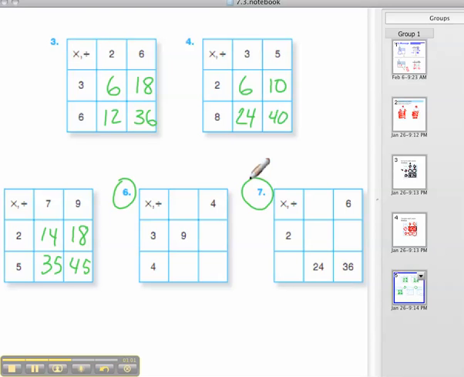2 more. I want you to try these two on your own on a piece of paper tonight and bring those to school tomorrow with your answers.